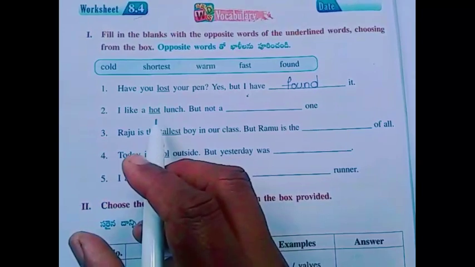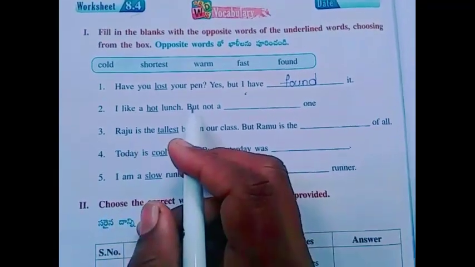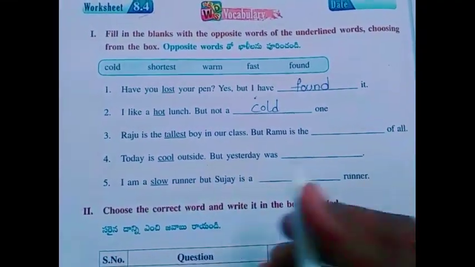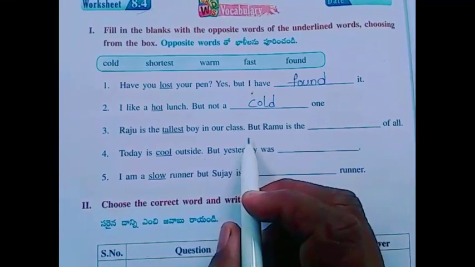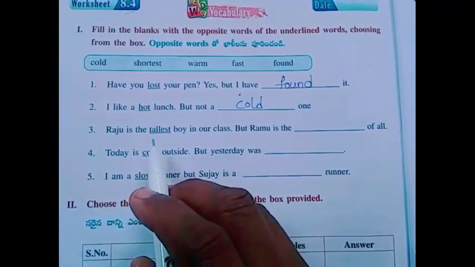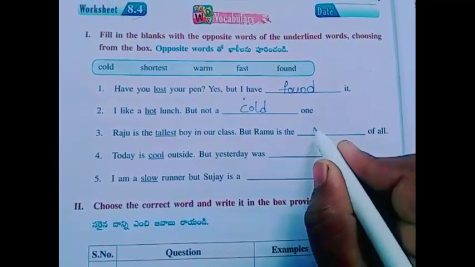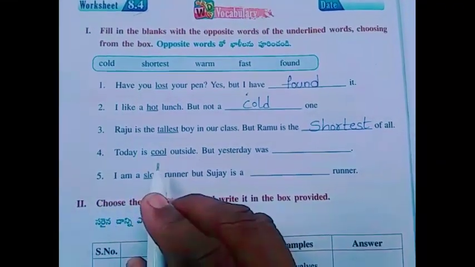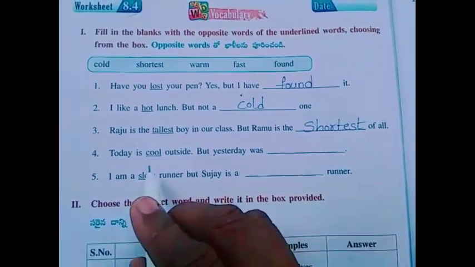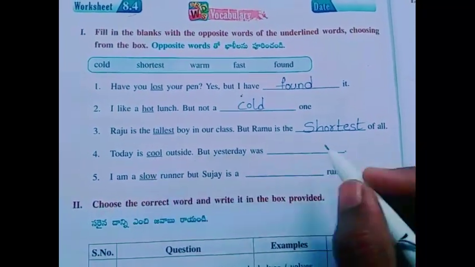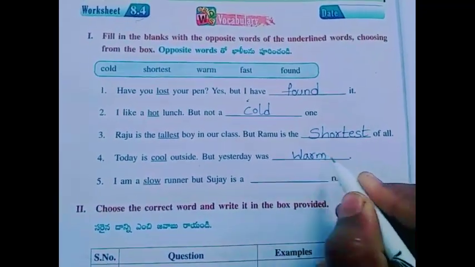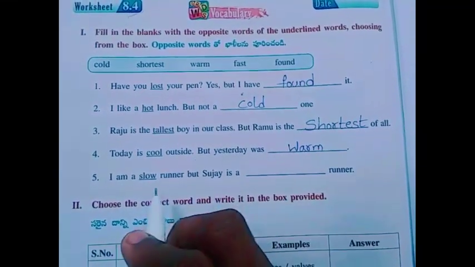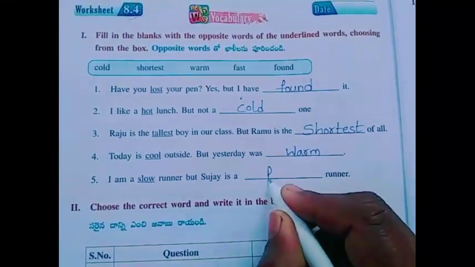I like a hot lunch. Here the underlined word is hot, so the opposite is cold. Raju is the tallest boy in our class, but Ramu is shortest. Today is cool outside, but yesterday was warm. I am a slow runner, but Sanjay is a fast runner. Opposite of slow is fast.